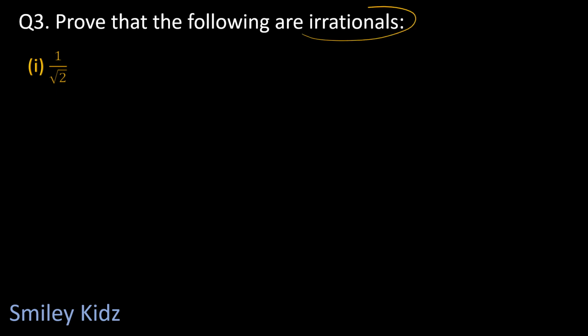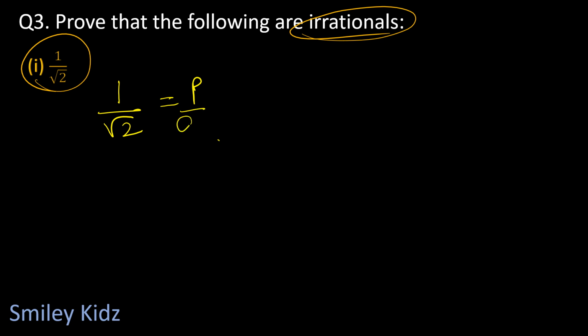Prove that the following are irrationals. First one, 1 upon root 2. Now first we are going to assume to the contrary that 1 upon root 2 is a rational number. So 1 upon root 2 can be written in the form of P by Q. Now upon cross multiplication, we get Q is equal to root 2 P. Now when I send P to the other side, it becomes Q upon P is equal to root 2.